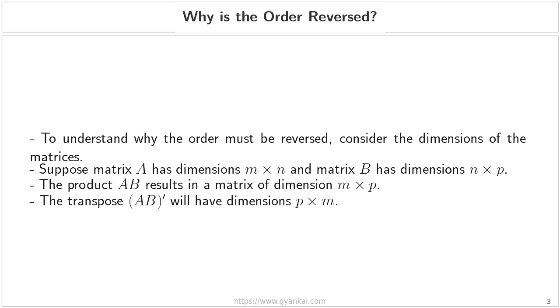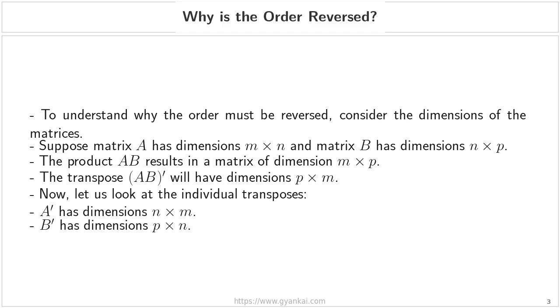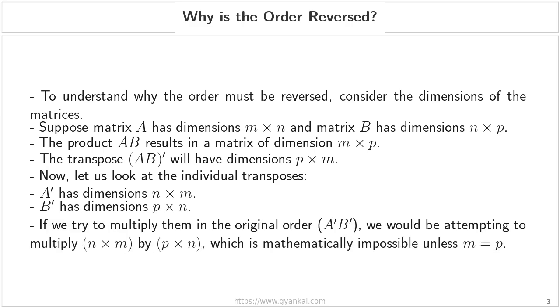When we take the transpose of this product, which we denote as (AB) prime, the rows and columns are swapped, resulting in a matrix with dimensions p by m. Now, let us look at what happens if we transpose the matrices individually before multiplying them. Matrix A prime would have dimensions n by m, and matrix B prime would have dimensions p by n. If we attempted to multiply these individual transposes in the original order, that is, A prime times B prime, we would be trying to multiply an n by m matrix by a p by n matrix.